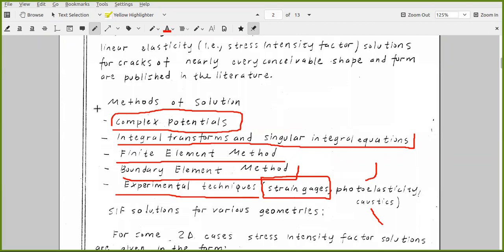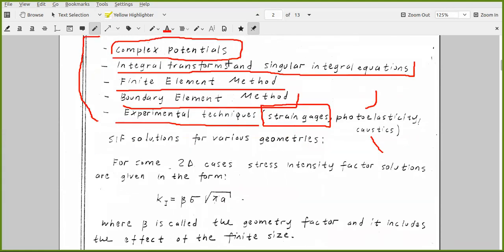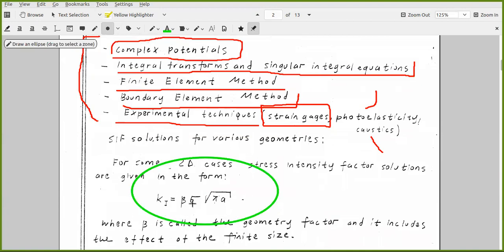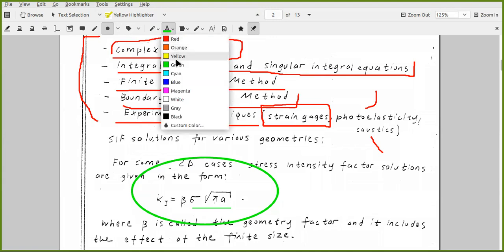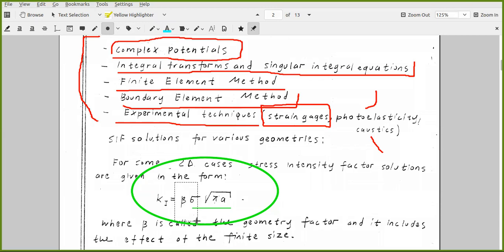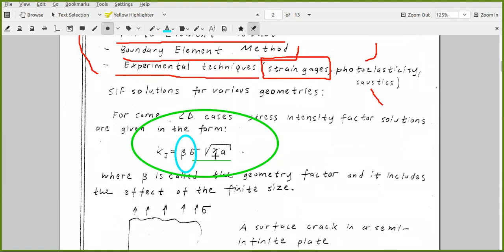So it's possible to generate solutions for more complicated geometries or for certain specimens that are used in fracture toughness testing. And these solutions have a common feature. They are written in this form: beta times sigma times square root of pi a. Now recall that sigma square root of pi a is the solution for the infinite plane. For bounded geometries, this is modified by including a so-called geometry factor beta. Beta itself is a function of crack length, and it is defined or calculated for different types of problems.